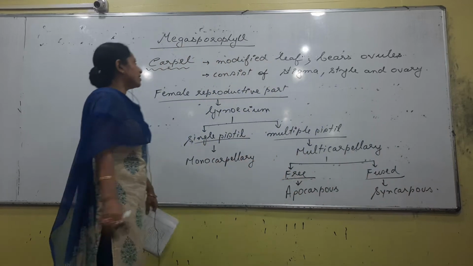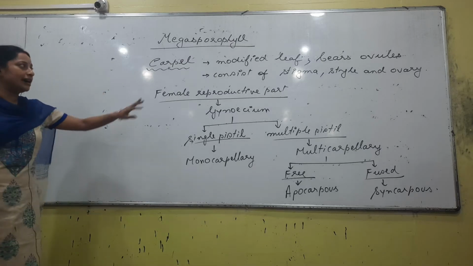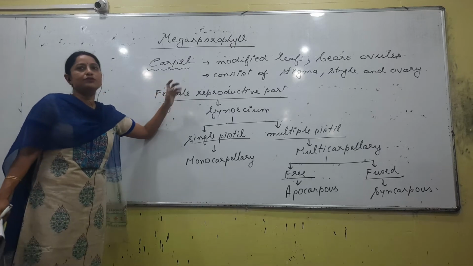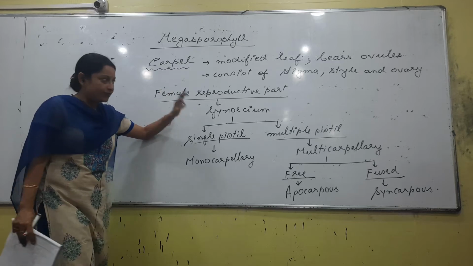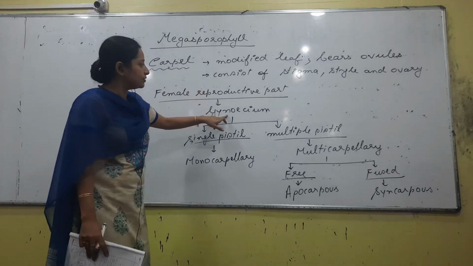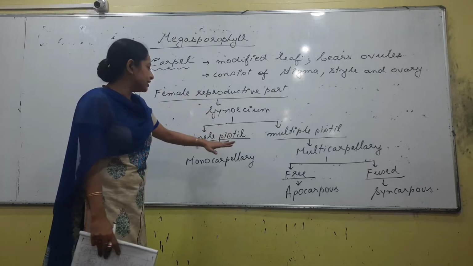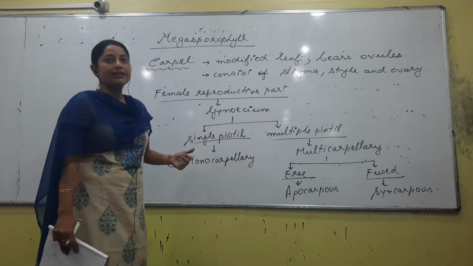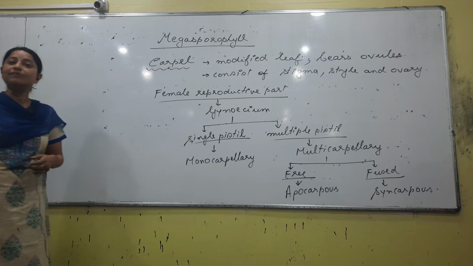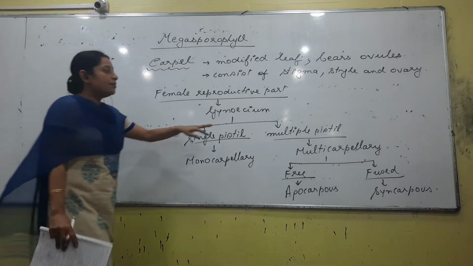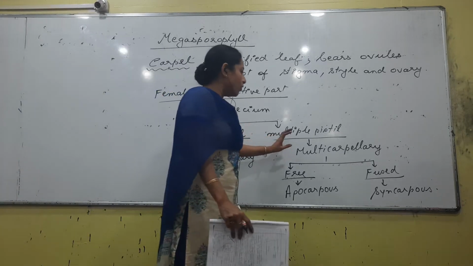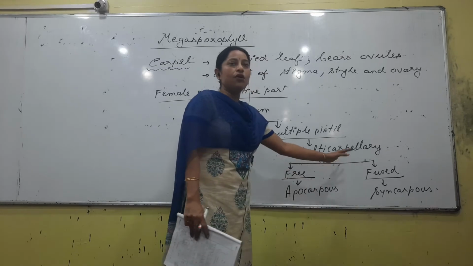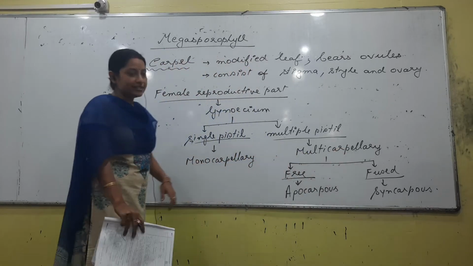Okay. So, if you are talking about the megasporophyll, we are talking about carpel. Why do we have to talk about carpel? Because we are talking about sexual reproduction. A flower has a female reproductive part which is called as gynoecium. Gynoecium, we know, the individual member is called as a carpel or a pistil. A flower can have a single pistil or it can have many pistils. And if we are talking about multipistillate condition, all the pistils might be free or all the pistils might remain fused with each other.